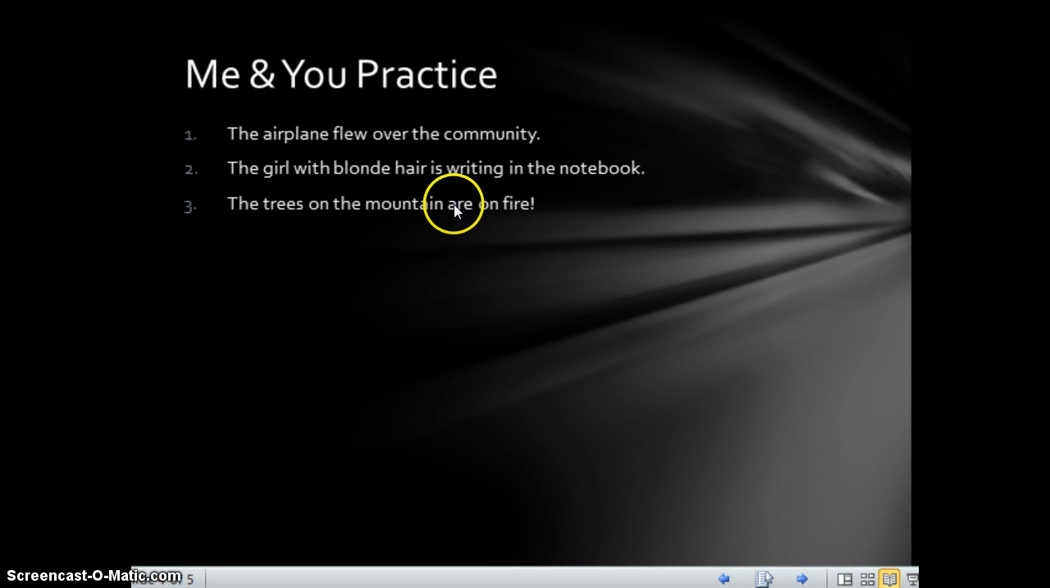The girl with blonde hair is writing in the notebook. Okay, I've got to connect girl with something. Okay, with is the preposition. So the girl with blonde hair. And then the next preposition is in. All right, we can go inside the house. We can go in the movie theater.